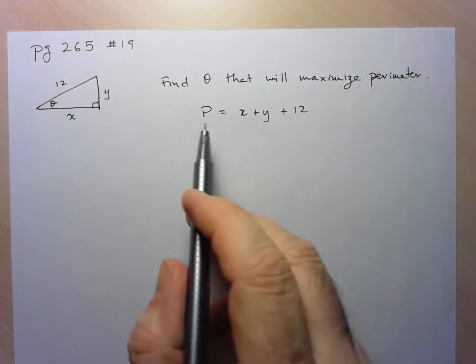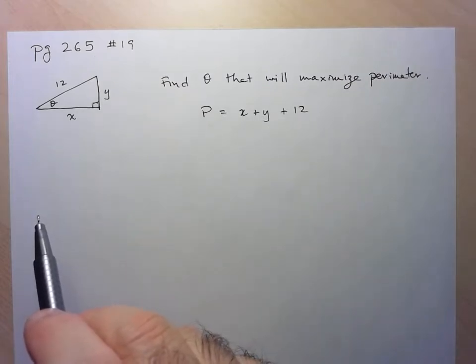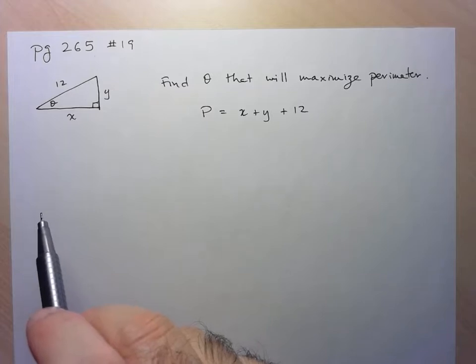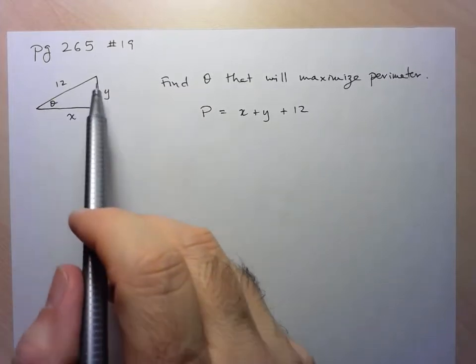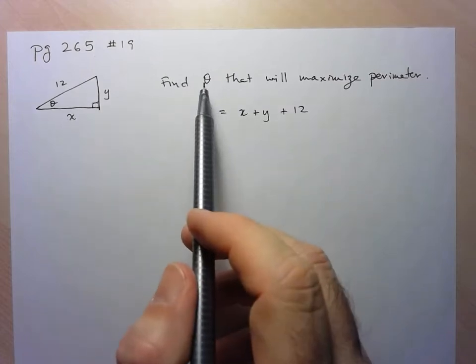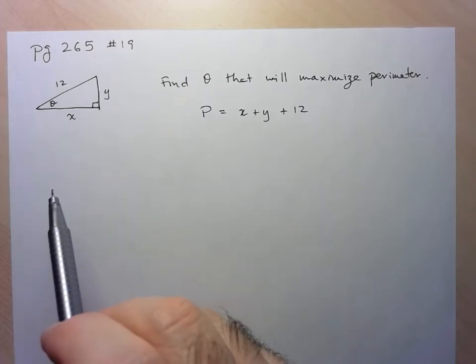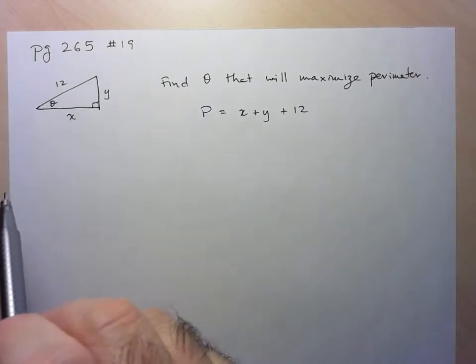Okay, and as we've seen many times, two variables, so we need to write this in terms of one variable. Now, I could use Pythagoras to write y in terms of x or x in terms of y, but what I'm looking for is an angle, so it might make more sense to just write everything in terms of theta. Okay, which should be pretty easy since it's a right angle triangle.